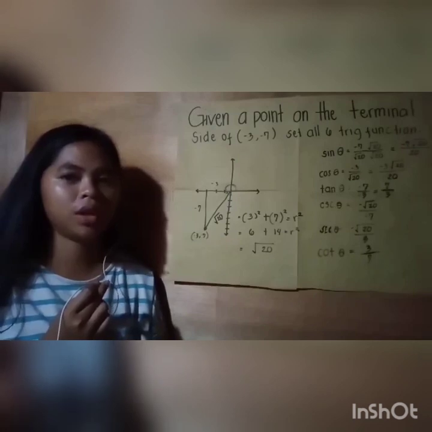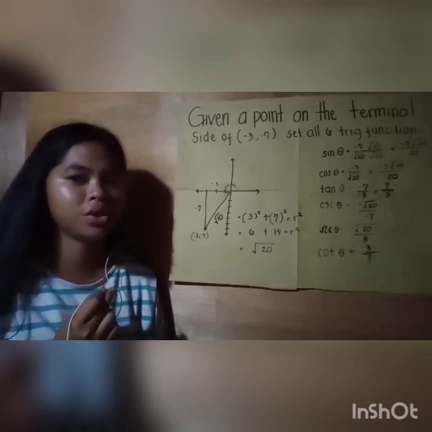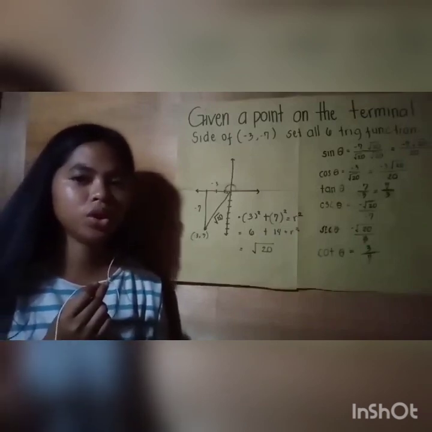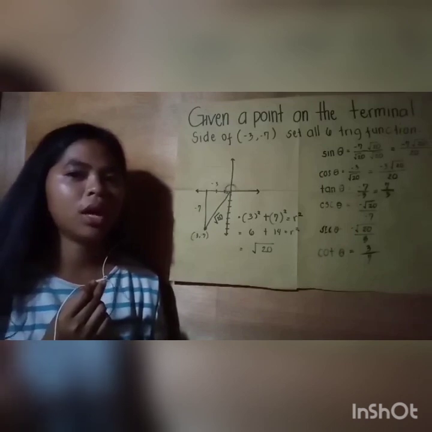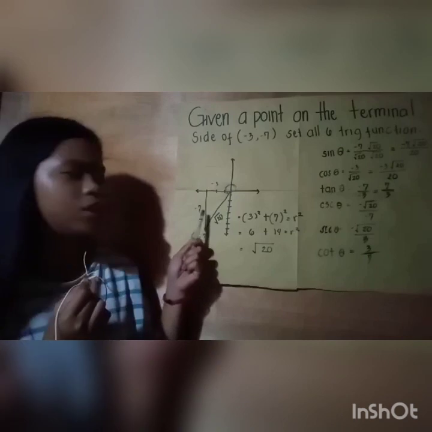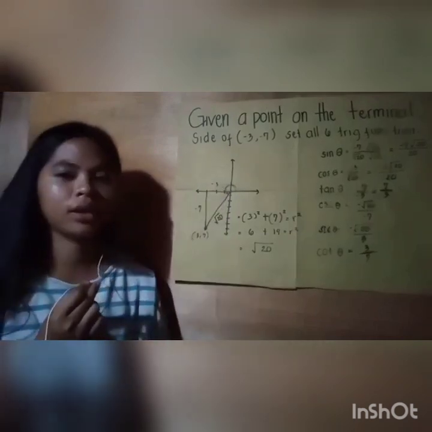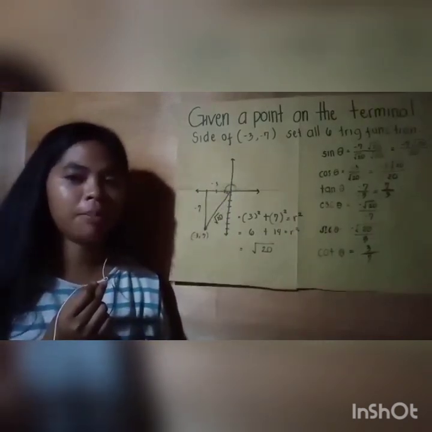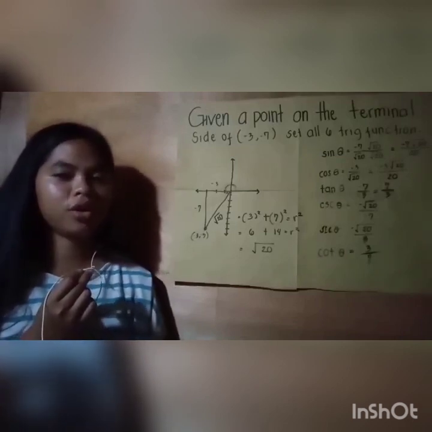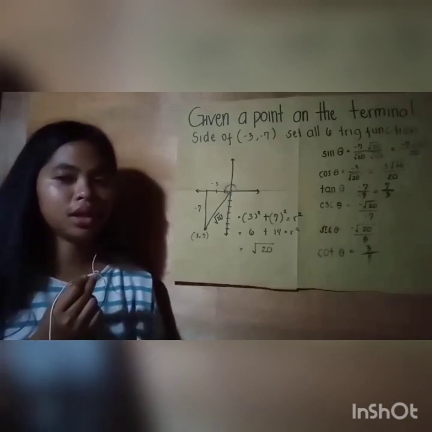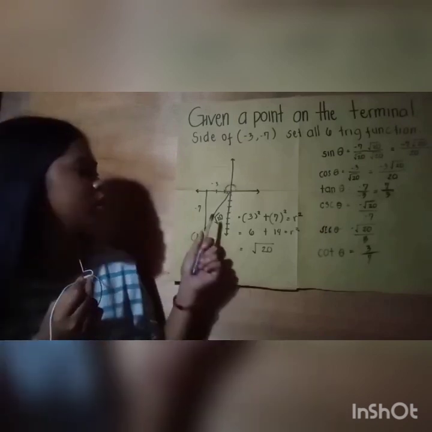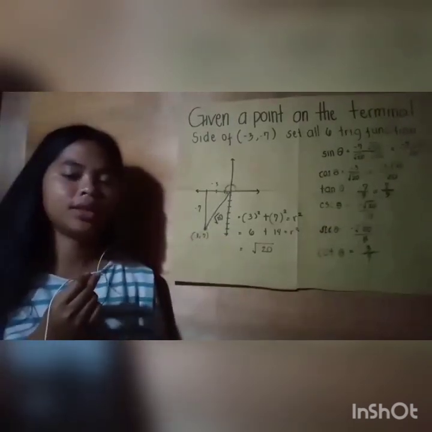Now I am going to set up the reference triangle, and that allows us to work on our trig functions. I am also going to put those values on the x and y, just to make sure that we do not forget the sign when I set up my trig functions. Now I have a right triangle, and it is a reference triangle because it goes to the x-axis, and that makes an angle between the terminal side and the x-axis.